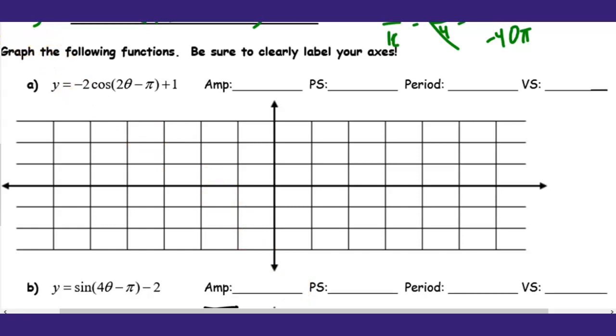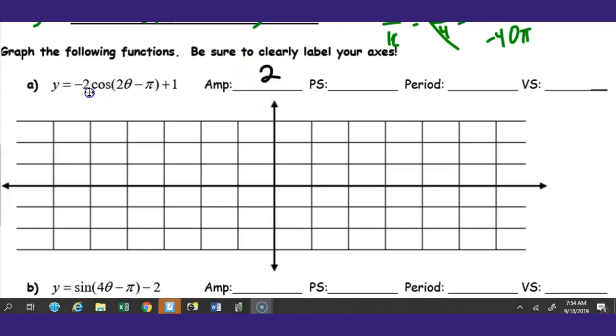So what I want to do is start by answering these questions. What is the amplitude? The amplitude is going to be 2. See the 2 out front. What is the phase shift?